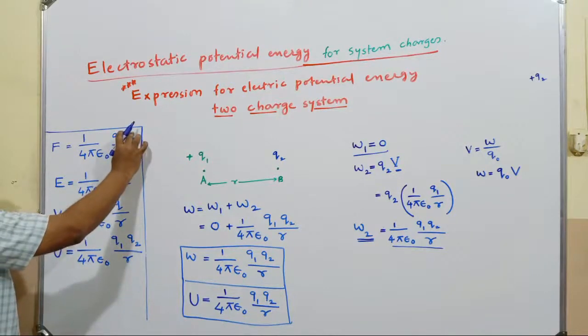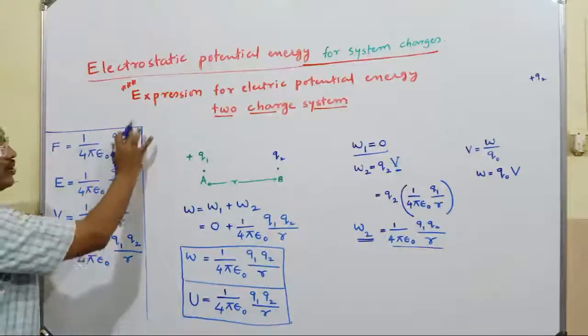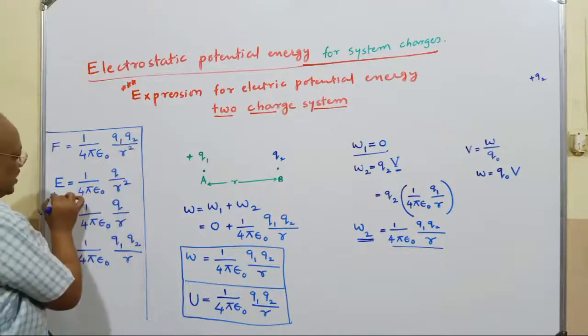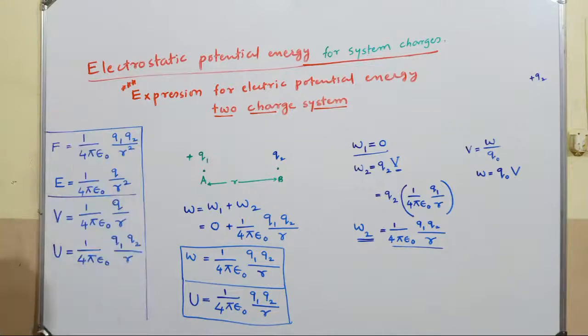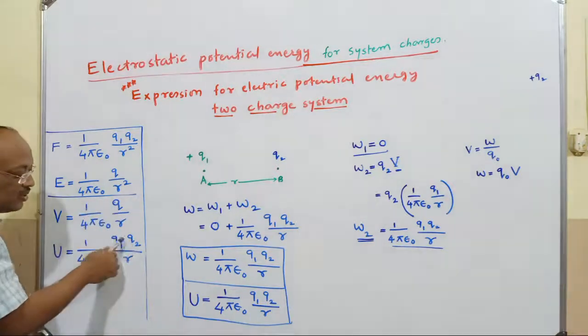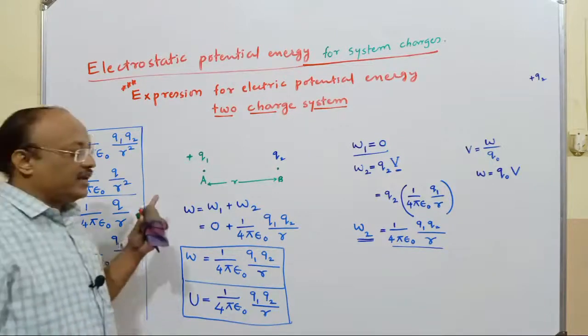So force and electric field are vector quantities. For these two, there is no need to take the sign of the charges, since they are vector quantities. Whereas for these two, whatever sign the charges have when we are solving the problems, you have to carry those signs here, since potential and potential energy are scalar in nature.